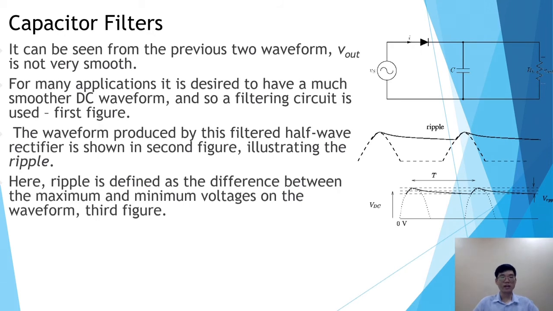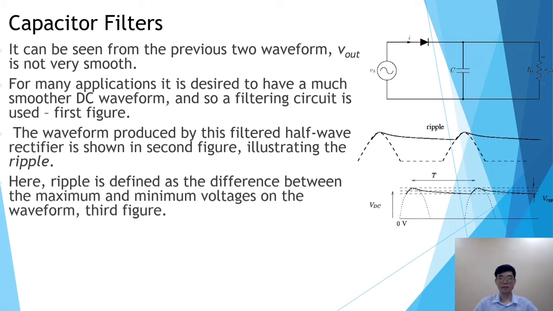Now we will look at the capacitor filter. As can be seen from the previous two waveforms, the output side is not very smooth. For many applications, it is desirable to have a much smoother DC waveform, and so a filtering circuit is used. For the first figure, you can see it. The waveform produced by this filtered half-wave rectifier is shown in the second figure.